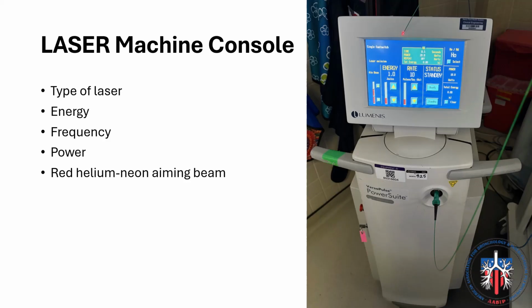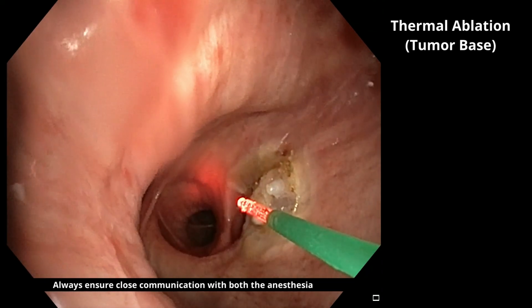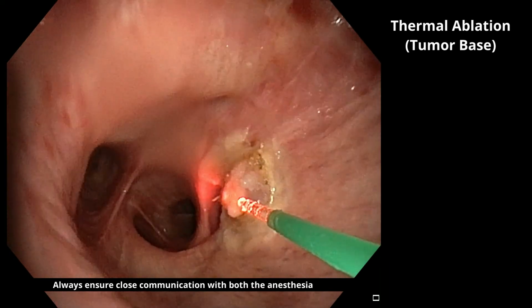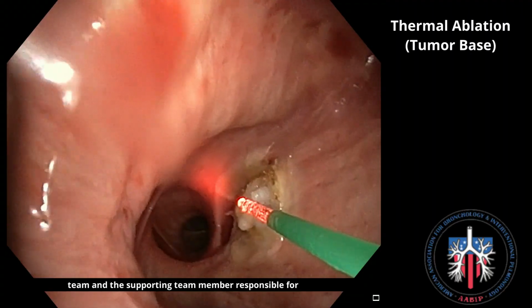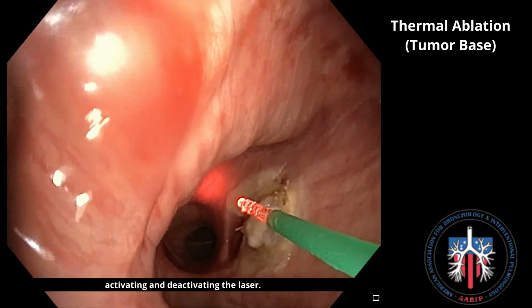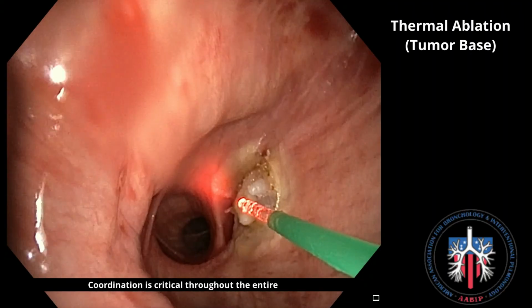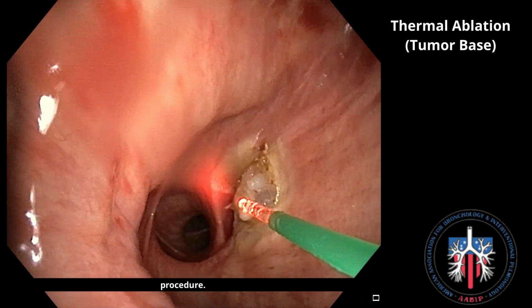The screen of the laser console allows for the operator to choose the laser settings. This includes the type of laser to be used, the energy level in joules, the frequency in hertz, and the power. When applicable, you can also adjust the intensity of the red helium neon aiming beam. Always ensure close communication with both the anesthesia team and the supporting team member responsible for activating and deactivating the laser. Coordination is critical throughout the entire procedure.